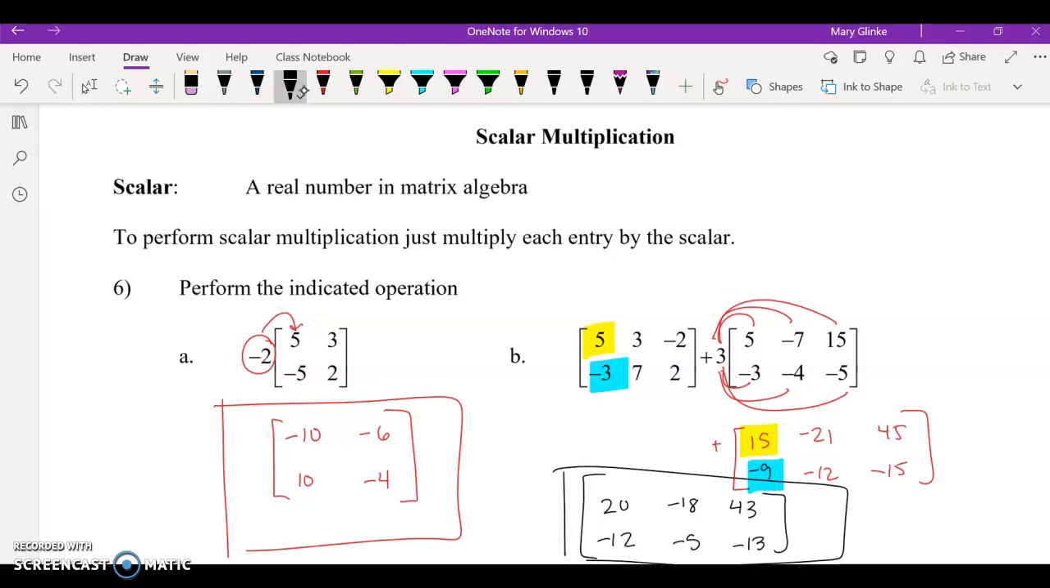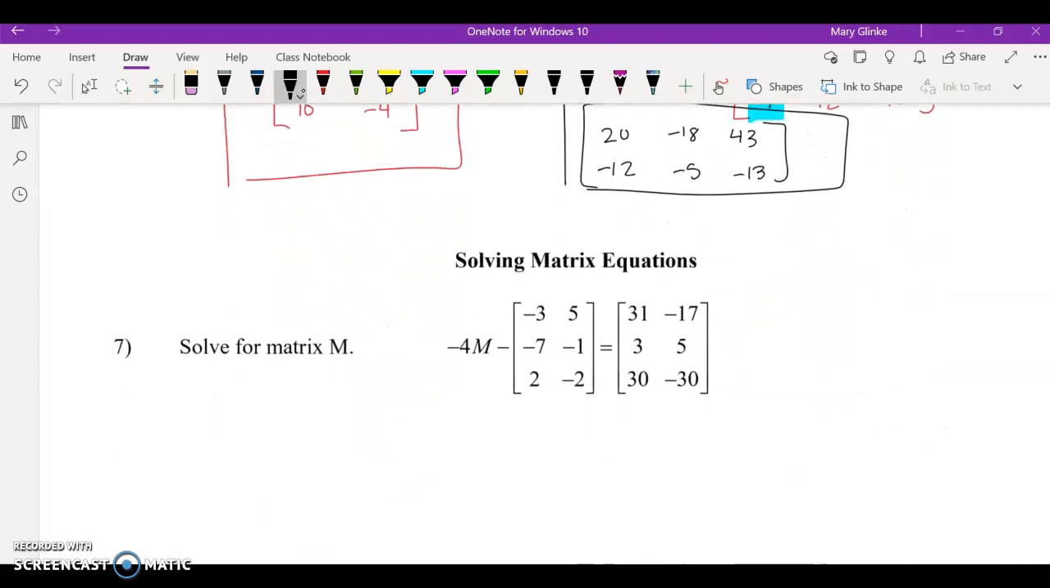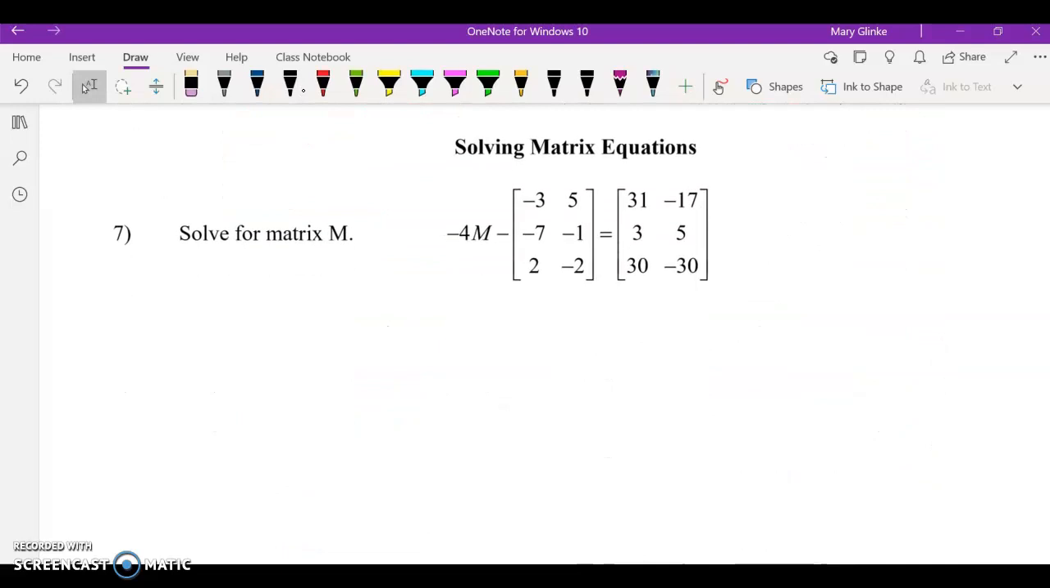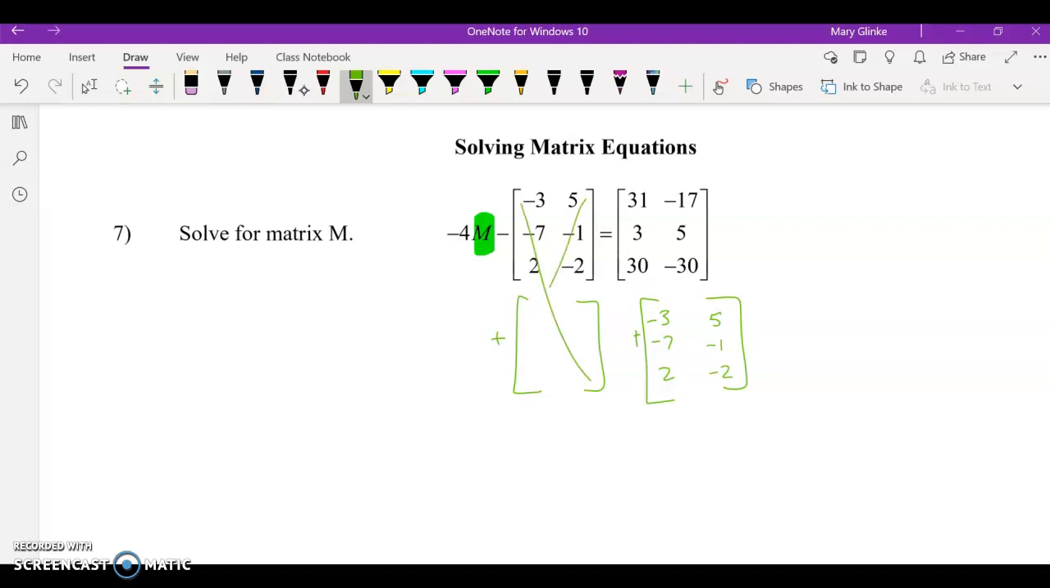So we can use adding and subtracting and scalar multiplication to solve different matrix equations in different ways. There are so many ways of solving this. What I'm going to do is try to get matrix M by itself. So I'm going to add this matrix to the other side. I'm showing it here. I'm not changing any of the values inside the matrix because I'm adding it to the other side. So that's going to cancel that out.